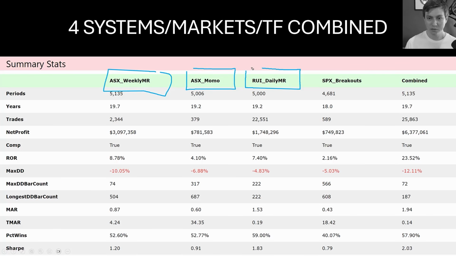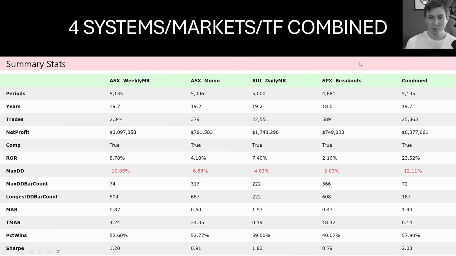This is trading the Russell 1000, so smaller cap stocks than your average trading system would trade. This is trading the S&P 500, so the top 500 companies in America by market cap. And so this one trades the weekly time frame. This one is the monthly time frame. This is the daily time frame, and this is also the daily time frame.